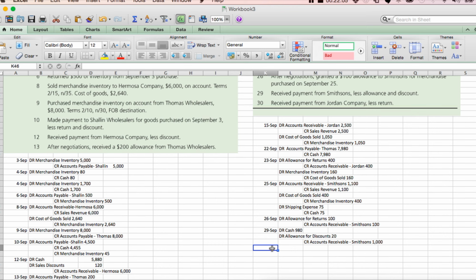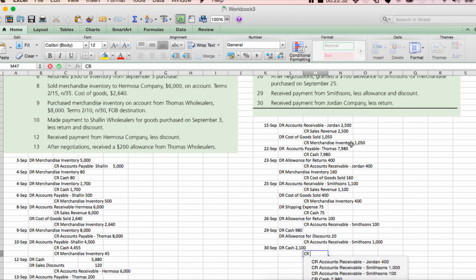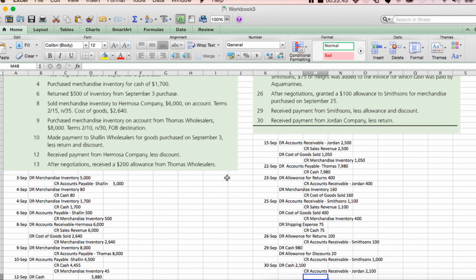So finally, we have one more transaction, and that one looks like this. Received payment from Jordan Company, less return. Okay, so right here was the original Jordan transaction. Right here was the return. Okay, so they still owed us, after this return, $2,100 in accounts receivable. So we'll debit cash for $2,100, and we'll credit accounts receivable Jordan 2,100. And that completes this exercise of journal entries.